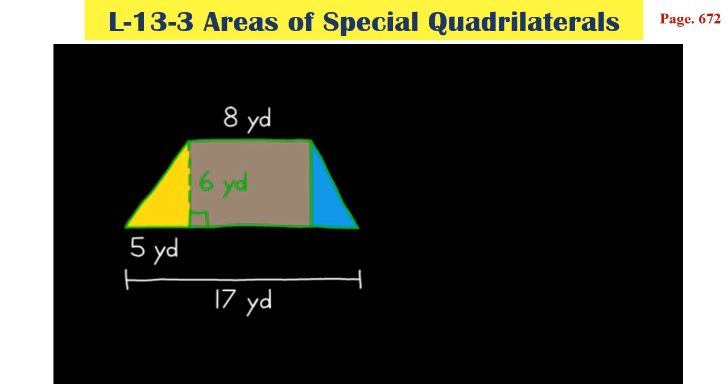Before we find the area of each shape, we need to find some missing measurements. Opposite sides of a rectangle are equal in measure, so the side opposite the length of this rectangle equals 8 yards.